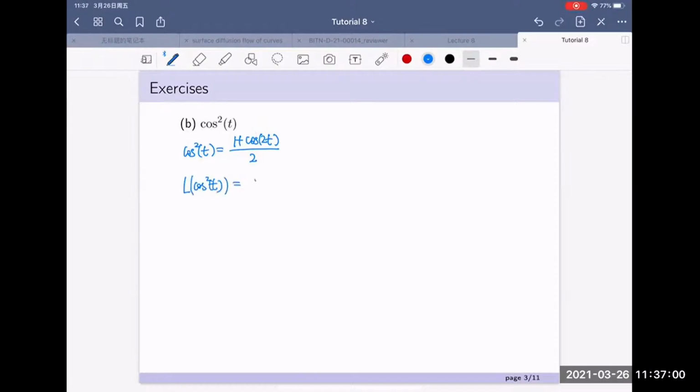According to linearity, you can extract this half. Initially you have the Laplace transform of half plus the Laplace transform of half cosine 2t, but you can extract the half outside. So you have the Laplace transform of 1 and the Laplace transform of cosine 2t. For these two functions, you can find them on the table. For example, the Laplace transform of 1 is 1 over s. And the Laplace transform of cosine 2t is formula 8 on the table.